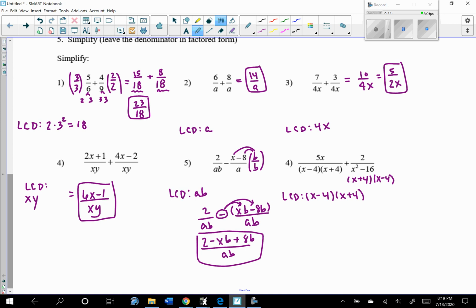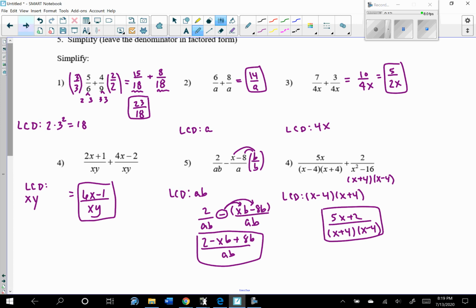So now I can combine my numerator, so 5x plus 2, and write it over my common denominator, x plus 4 times x minus 4. And again, it doesn't matter what order you write those two binomials in. If you want to write the x minus 4 first and then x plus 4, that's fine.